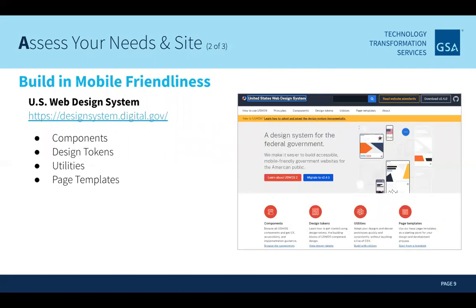This is a group of best practices, examples, and templates for components, design tokens, utilities, and page templates. They're going to help you build your site quicker and be more mobile friendly. We know that it's still evolving, and we know that it's maturing incrementally. But this site is very helpful, and it'll help you to do the best site that you can.